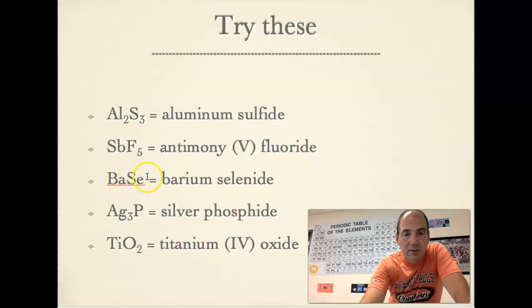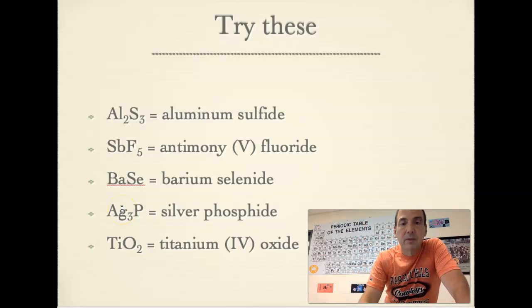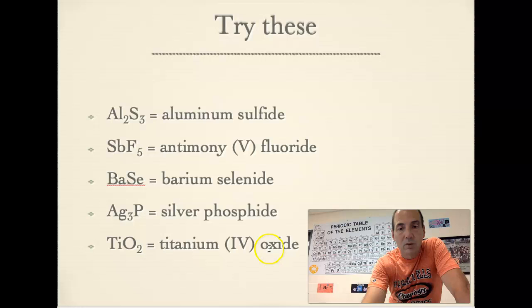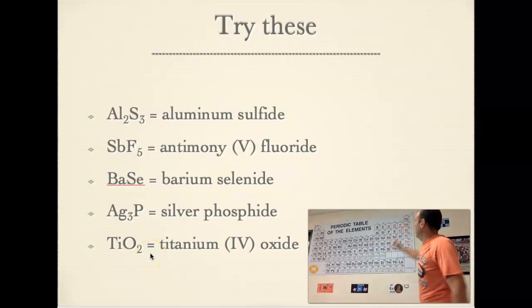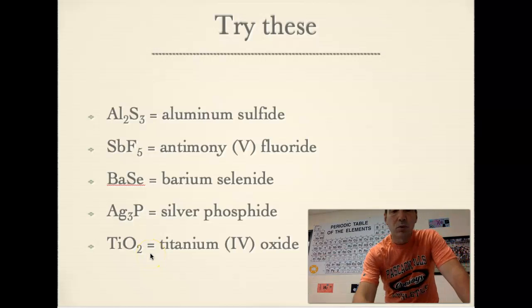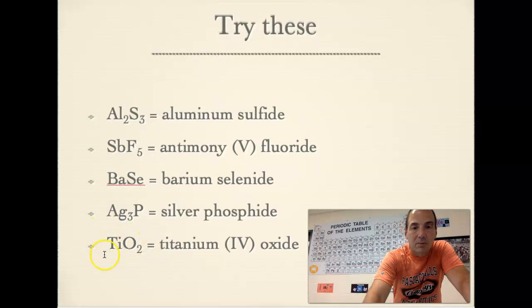Ba is barium, Se is selenium, but we changed it to selenide. So does barium get a Roman numeral? No, so it's just barium selenide. Ag is silver, P is phosphorus or phosphide. Does silver get a Roman numeral? No, it's one of the ones on that diagonal line that does not get a Roman numeral. So it's silver phosphide. And finally, we have Ti, which is titanium, O, which is oxygen or oxide. Does Ti get a Roman numeral? Yes, it does. Now, I know oxides are -2. I have 2 of them, so 2 times -2 is -4, which means that titanium must be +4. It's titanium 4 oxide.